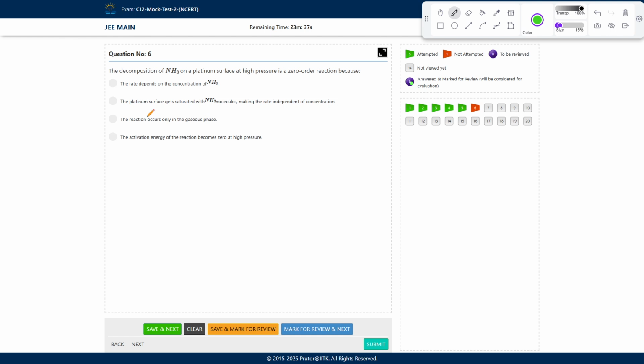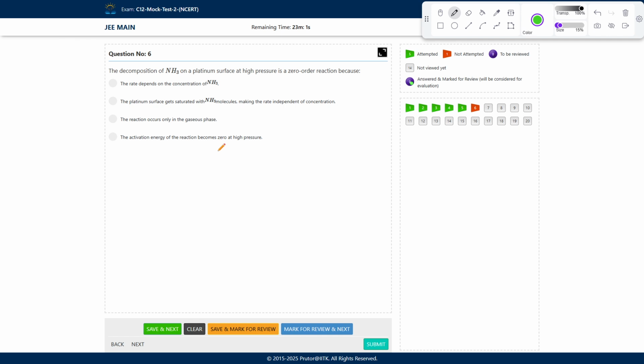If you see the third option, it is the reaction occurs only in the gaseous phase. That is not going to correctly tell us that yes, it is a zero order reaction. If it is only occurring in the gaseous phase, that means it is a same phase reaction. Okay, it can be first, second, or zero order reaction. So this is not the correct reason to explain that ammonia decomposition on a platinum surface is a zero order reaction. So this is also eliminated.